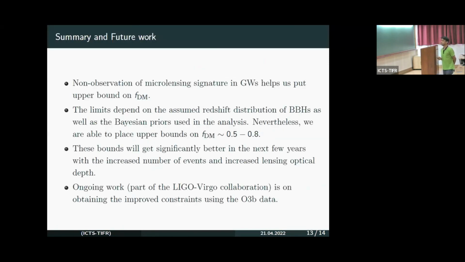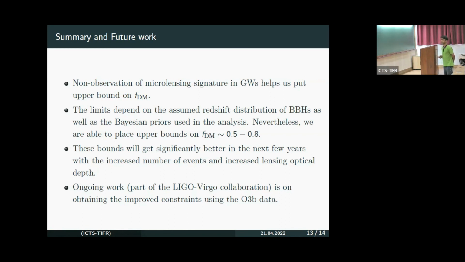Okay, so in summary, non-observation of microlensing signature in GWs helps us put an upper bound on FDM. The limits depend on the assumed redshift distribution of BBHs as well as the Bayesian priors used in the analysis. Nevertheless, we are able to put upper bounds on FDM from 0.5 to 0.8. It depends on the choices of various things. And these bounds will get significantly better in the next few years with the increased number of events and an increased lensing optical depth.